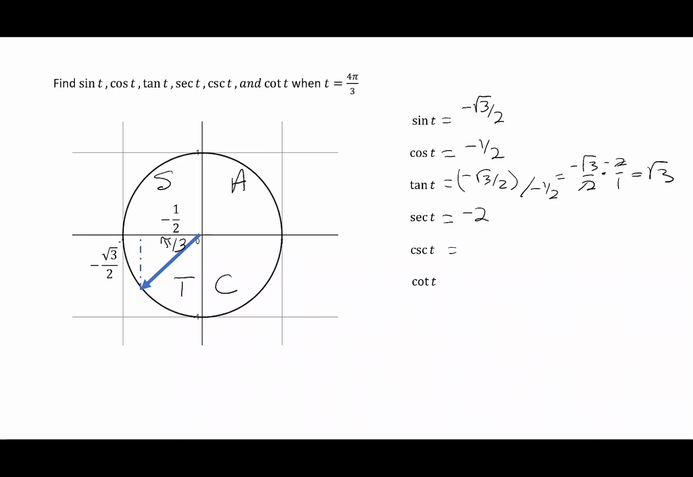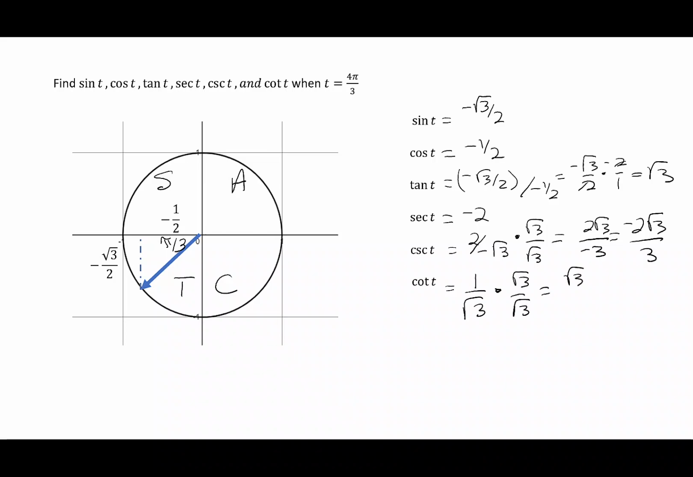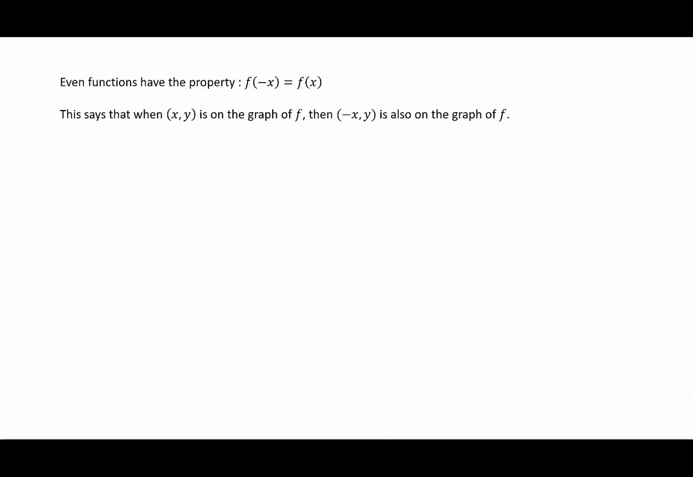Cosecant will be the reciprocal of sine, so I have 2 over negative square root of 3. We won't keep the radical in the denominator, so I'm going to multiply by the square root of 3 over the square root of 3. This gives me 2 square root of 3 over negative 3. I'm going to write that as negative 2 square root of 3 over 3. Cotangent of t is the reciprocal of tangent. Tangent is the square root of 3. Cotangent will be 1 over the square root of 3. Again, I multiply by the square root of 3 over the square root of 3, giving me the square root of 3 over 3. When you look back to even functions, hopefully you remember that f of negative x would be equal to f of x.